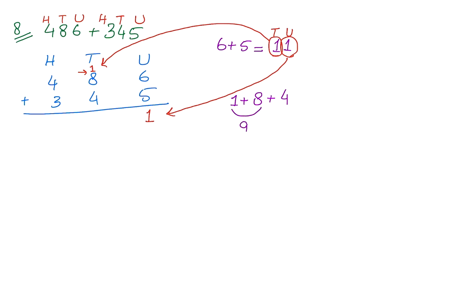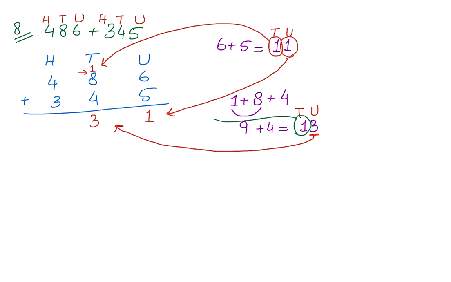1 plus 8 is 9. 9 plus 4 is 13. Again 13 is a 2-digit number. So this is units and this is tens. Again, the unit digit will go to the answer space. 3 will come here, and the 1 will be carried on to the hundreds place value. You will have 1 here. So the units digit is always written in the answer space, and the tens digit is always carried on to the adjacent place value. Now you will solve 1 plus 4 plus 3.